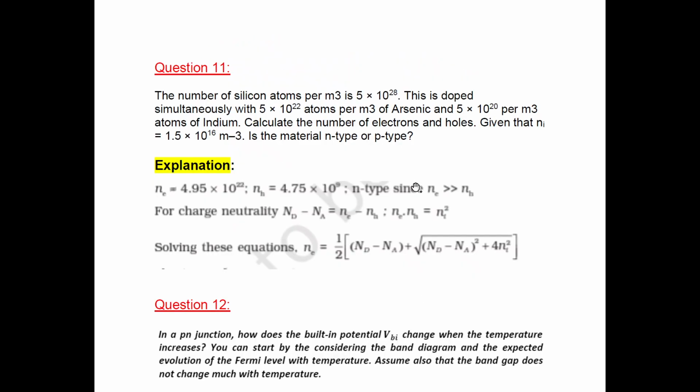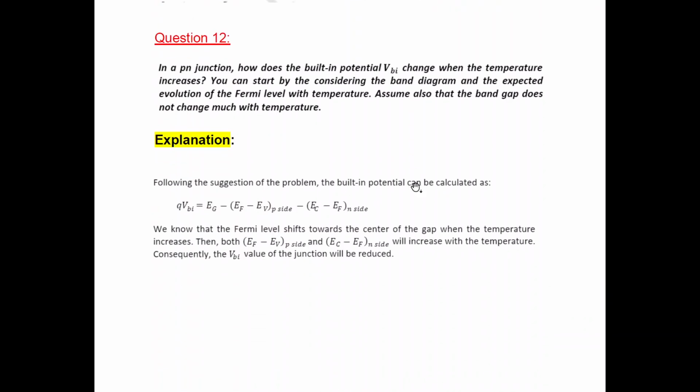An explanation of this question is that, following the suggestion of the problem, the built-in potential can be calculated as qVbi equals Eg minus (Ef minus Ev on the P side) minus (Ec minus Ef on the N side), and then Eg is this. So we know that the Fermi level shifts towards the center of the gap when the temperature increases, so both Ef minus Ev on the P side and Ec minus Ef on the N side will increase with temperature. Consequently, the Vbi value of the junction will be reduced.